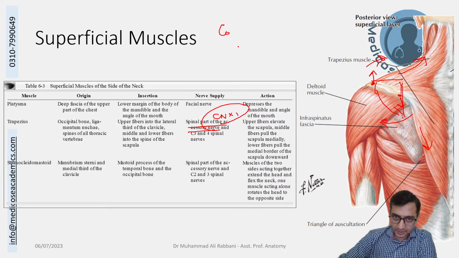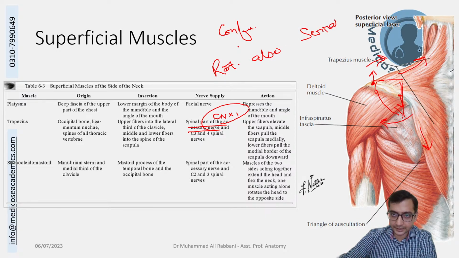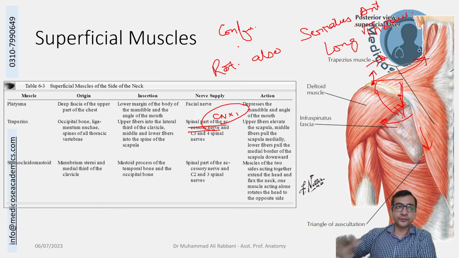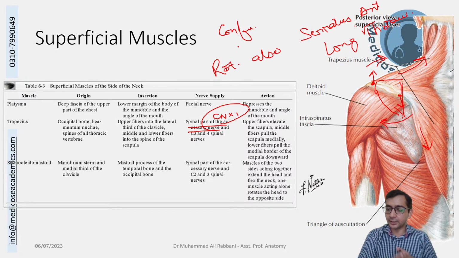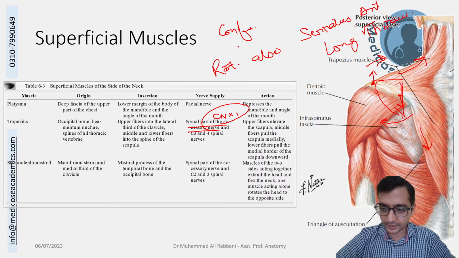One confusion arises. The rotation function is also done by the serratus anterior. I'm not going into the detail of the mechanics of it. The serratus anterior does this function, and it is supplied by the long thoracic nerve. So if there is an MCQ about being unable to do overhead abduction, which nerve is damaged? You do get confused about which nerve to mark: the spinal accessory nerve or the long thoracic nerve?